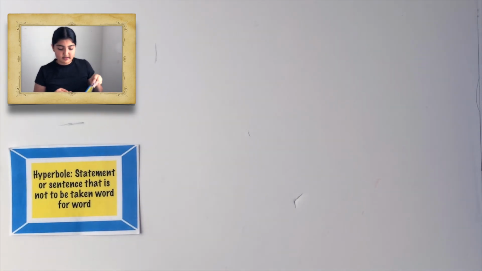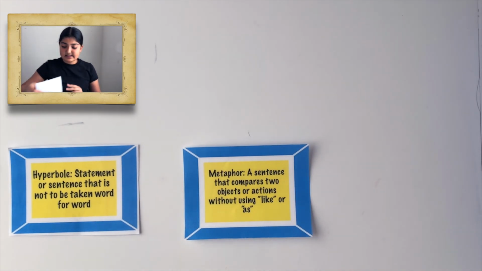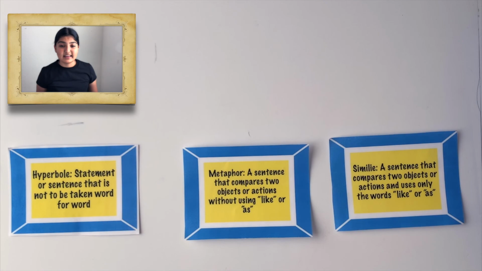Now, let's recap. Today, we looked at three of the many different types of figurative language. We looked at hyperboles, metaphors, and similes. A hyperbole is a statement or a sentence that is not to be taken word for word. A metaphor is a sentence that compares two objects or actions without using the words like or as. And finally, a simile is a sentence that compares two objects or actions and uses only the words like or as.